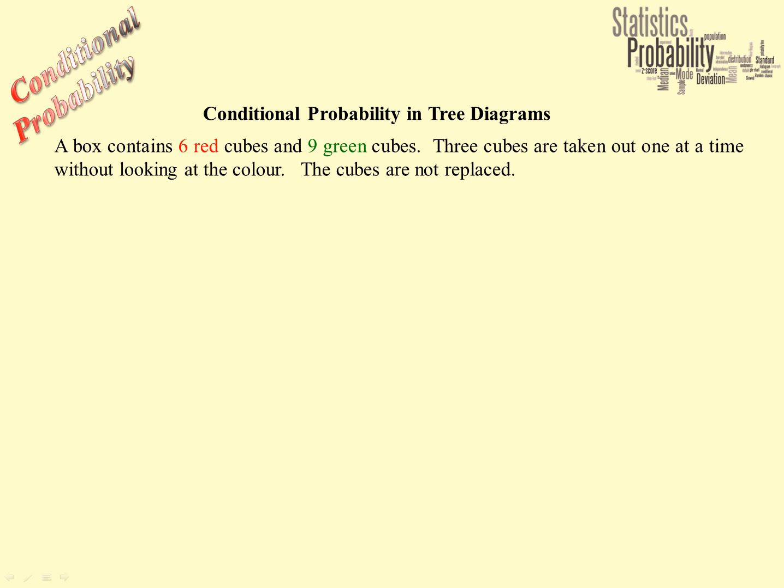Let's have a bit of a look at tree diagrams. So we have a box containing 6 red cubes and 9 green cubes. And the 3 cubes are taken out one at a time without looking at the color. And the important thing is the cubes are not replaced. If they're replaced, then this would be independent events, but now they're dependent and it's conditional probability.